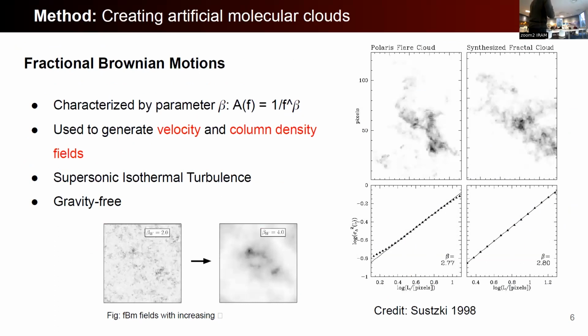To make such artificial clouds, we use what's called fractional Brownian motions. These fractional Brownian motion, or FBM images, have random phases, but they are characterized by a power law slope of the power spectrum. So they are entirely characterized by the parameter beta, and we use them to generate velocity fields and column density fields. And we didn't choose these FBM structures randomly, but specifically because they naturally arise in isothermal supersonic turbulence, which is, broadly speaking, the main mechanism shaping the dynamics and structure of clouds.